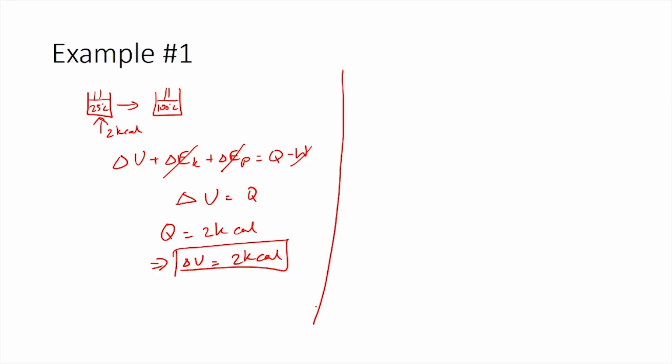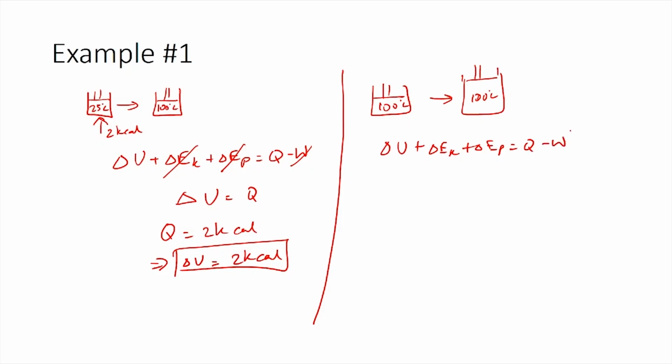Let us look at the second part of the problem where the piston, which is remaining here at 100 degrees Celsius, moves to an increased volume where it is again at 100 degrees Celsius. This is an isothermal process, and we will have to write the balance for this. It is again delta U plus delta Ek plus delta Ep equals Q minus W. Here there is no change in temperature. We know that there is some change in pressure, but we also know that change in pressure does not affect internal energy for ideal gases.